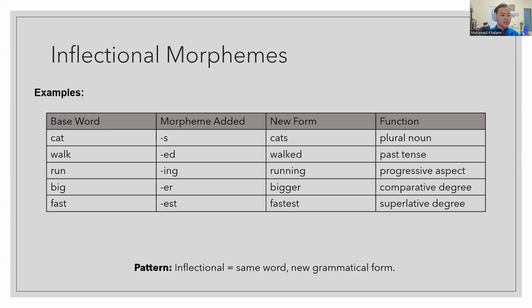And then the next one is run. With the added morpheme of ing, it creates the new form of running, which is the progressive aspect of the root word of run. And the next one is big, with the added morpheme of er, which creates the new form of bigger, which changes the function into a comparative degree. And lastly is the word fast, with the added morpheme of est, creates the new form of fastest, which is changing the function as a superlative.